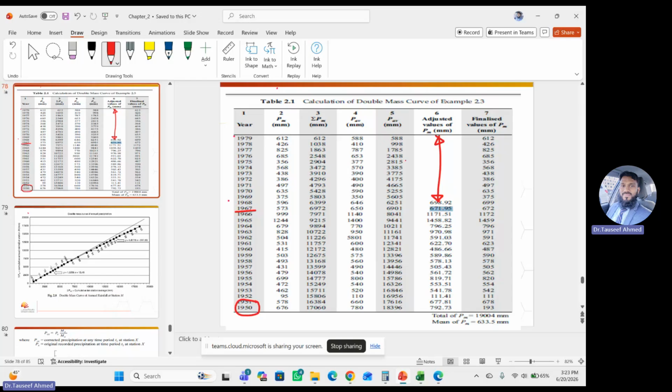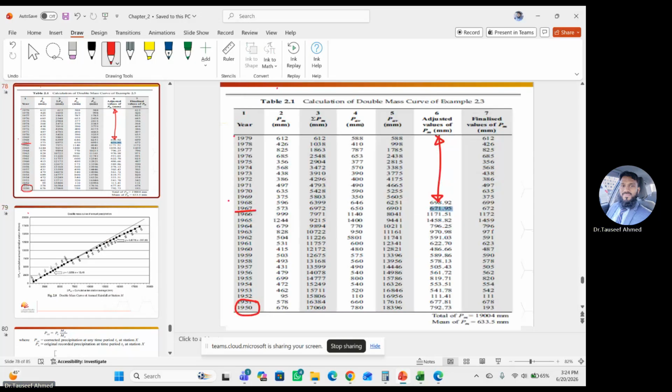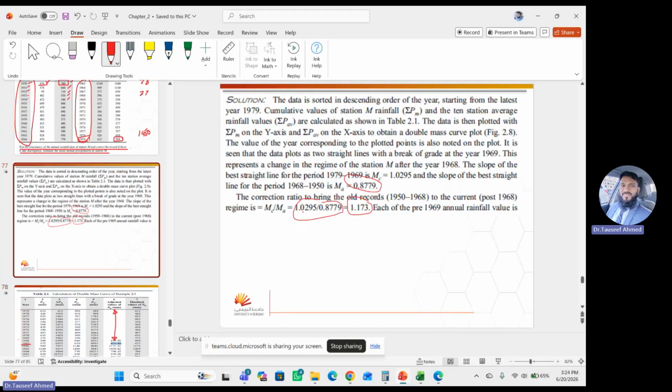So how is it corrected? The same way. They calculated the ratio between this graph and this graph. Their factor, they found the factor is this one. This is delta Y C and this is delta Y A. When they take the ratio of these two, they get 1.173. So this 1.173 is multiplied by the column M station reading.